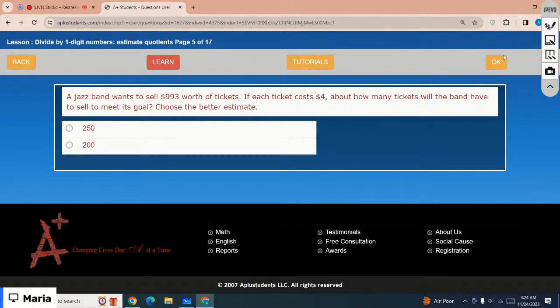The correct option is 250. Very good. Because 993 is rounded off to 1000.